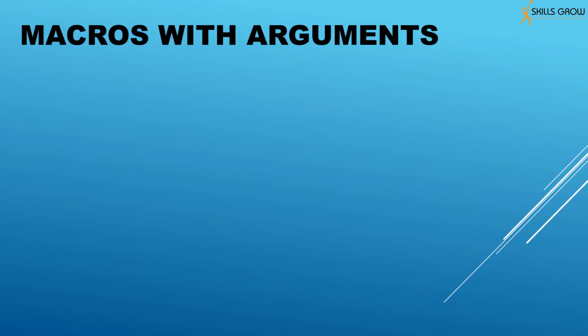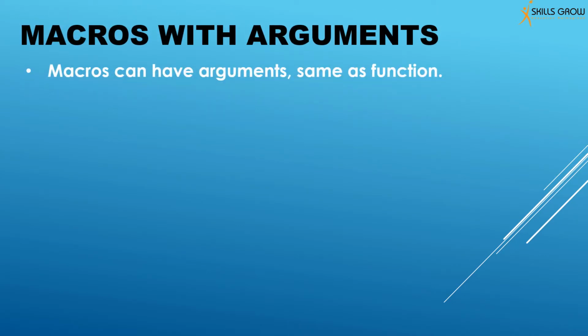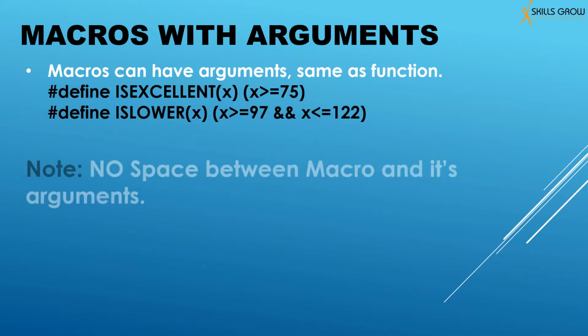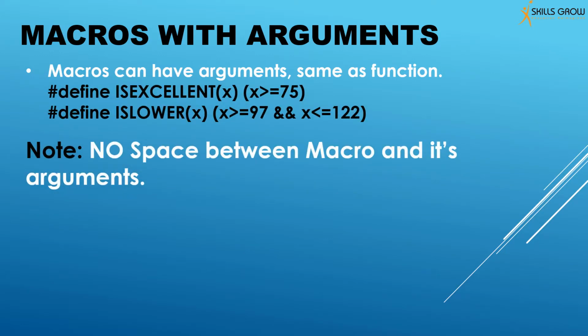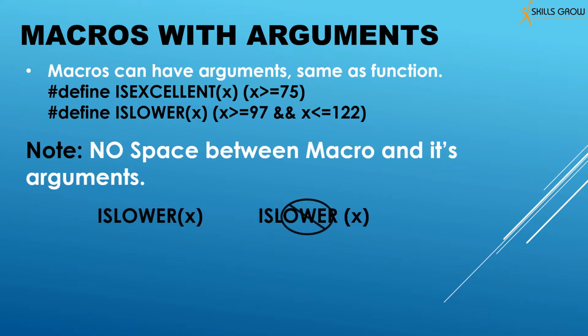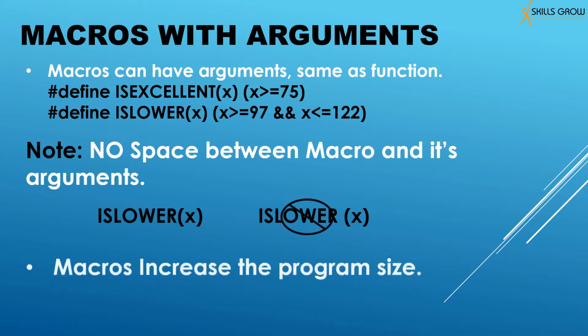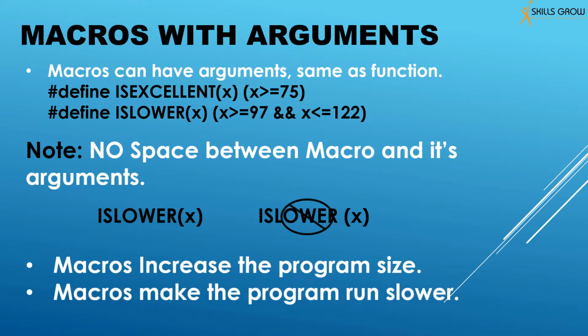Macros with arguments. Macros can have arguments as in a function. Here is an example. The important note is that we should not give space between the macro and its arguments. We can understand this statement by the example given below. They increase the program size and also make the program run slower.